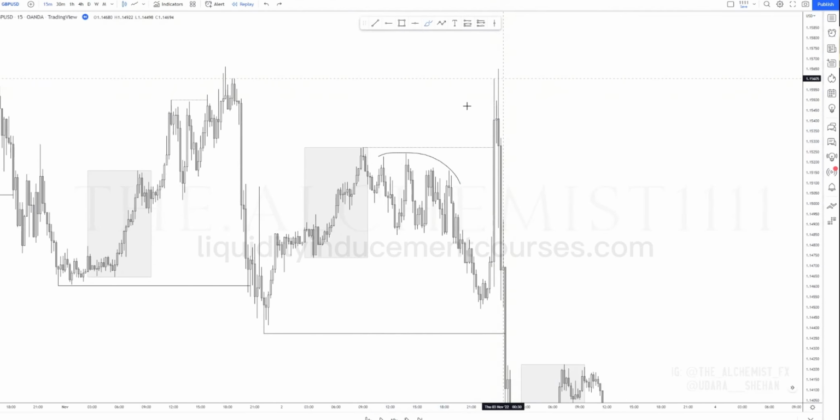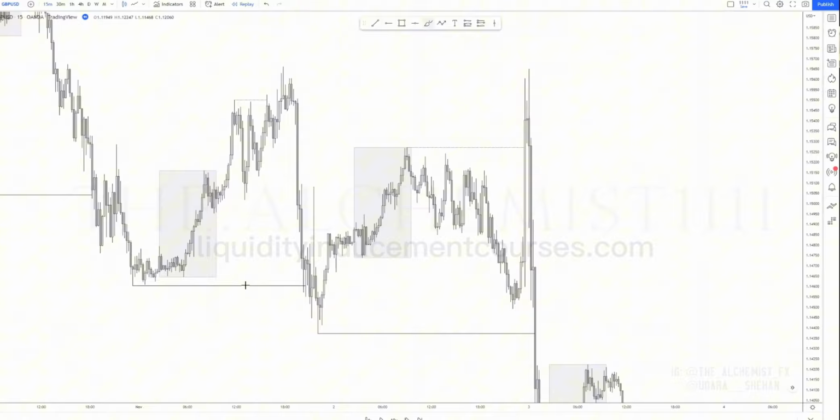So who made the high of the day? News. Okay, this was FOMC. So when this happens during news, you will know what happens. This is what happens all the time. It shoots up and then it comes down. Why is it coming down? Because the market is bearish due to the major breakout structure.